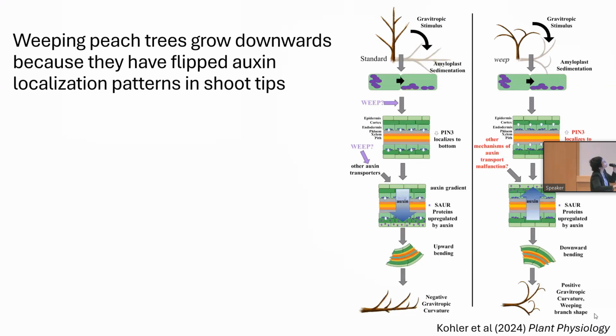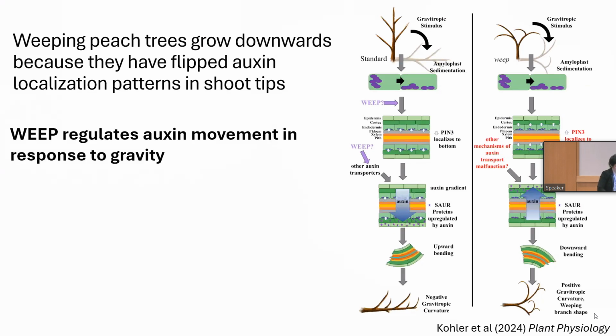Normally your PINs are on your bottom and your auxin moves this way and shoots would bend up. Or in the case of branches, they would just grow upwards at an angle. But in the case of weep, you have the SAURs and the PINs up on the top and a higher auxin on the top. And so weep regulates auxin movement in response to gravity, because they can sense gravity and this is connected to the downward growth.